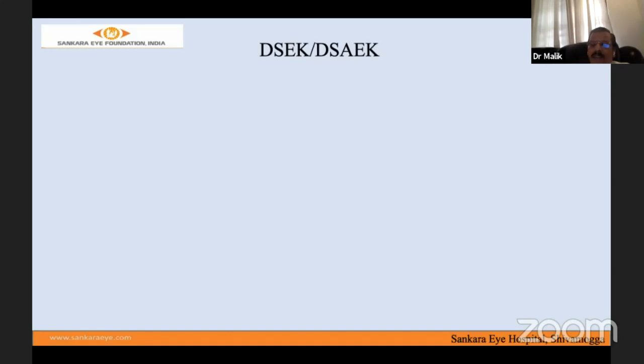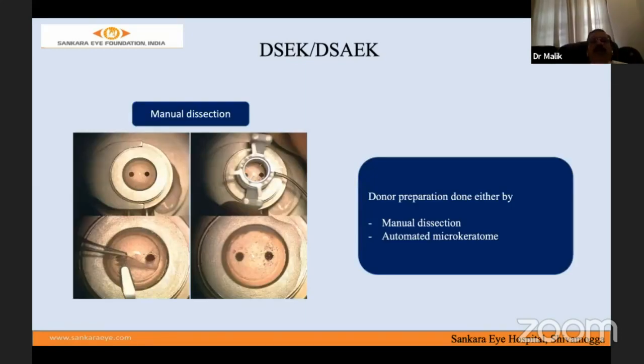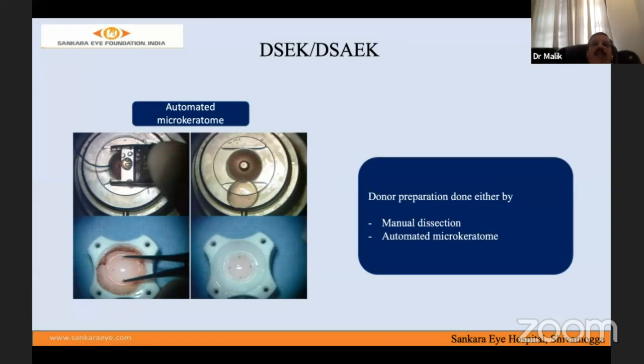In DSEK, we have to make the posterior lamellar graft, wherein we have some amount of stroma, endothelium and Descemet membrane. This can be done by manual dissection, wherein you manually take out the anterior stroma up to the deep level, and it can also be done with automated keratoplasty with the help of an electrically charged microkeratome.